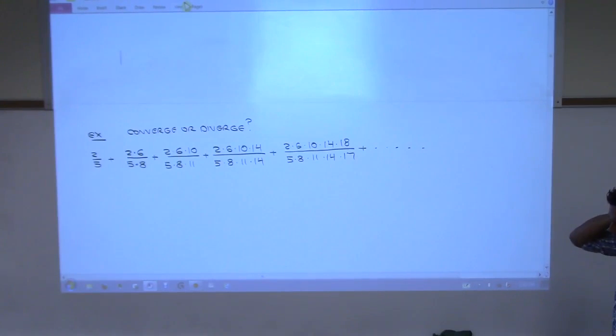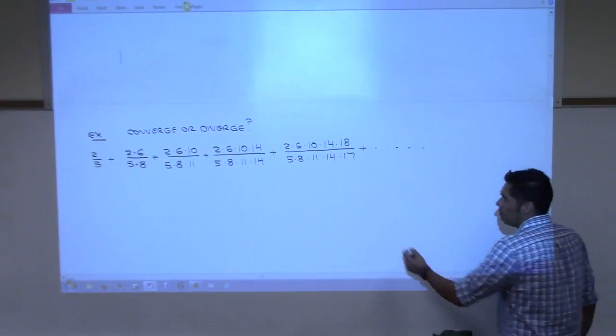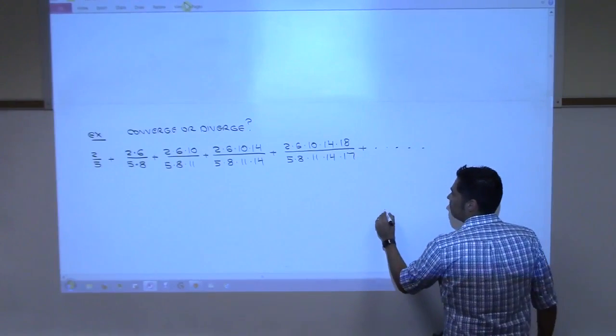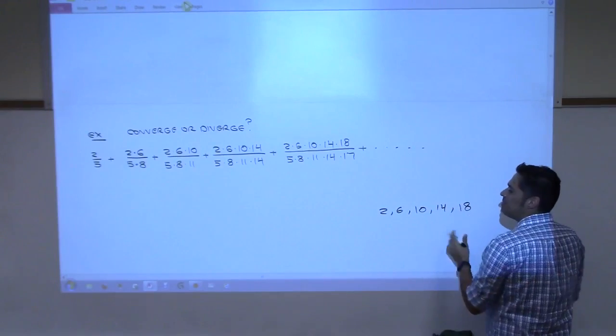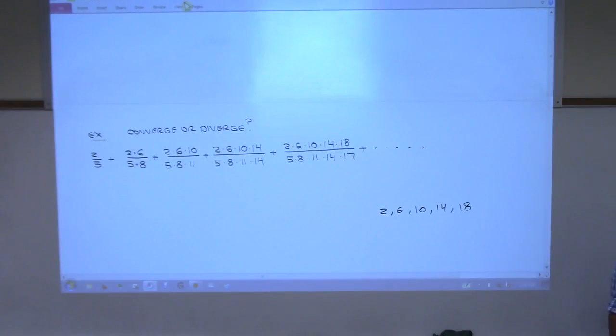So let me ask you this. Just look at the numerators for right now. 2, 6, 10, 14. Just as a sequence, can you generate that sequence for me? What would you use as a formula to generate this sequence?